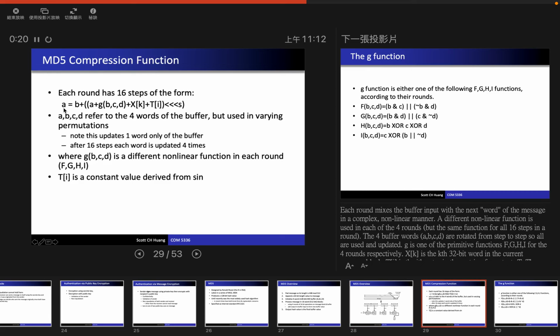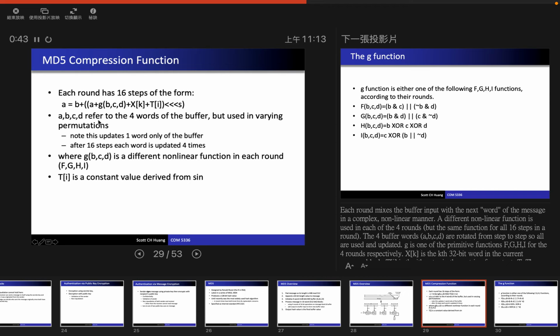There's a function called G, the G function. The input is A, B, C, D. They refer to the 4 words of the buffer. They are stored as a buffer in varying permutations. The details are not important, just to show you guys.